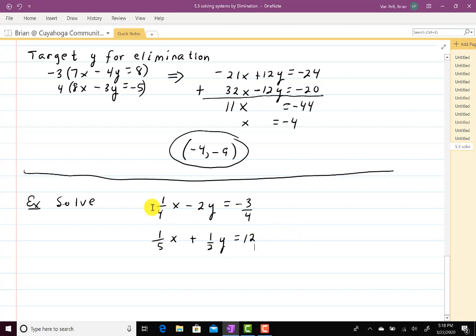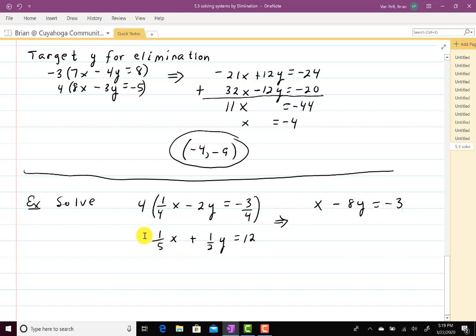So look at the first equation. All the denominators are 4. So I'm going to multiply the first equation by 4. I'm not actually solving anything. I'm just trying to make the equations look better. So when you do that, 4 times 1/4 x will produce simply an x. 4 times negative 2y will have negative 8y. And then finally, 4 times negative 3/4 will be negative 3.